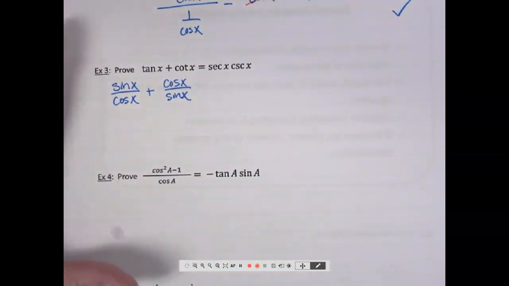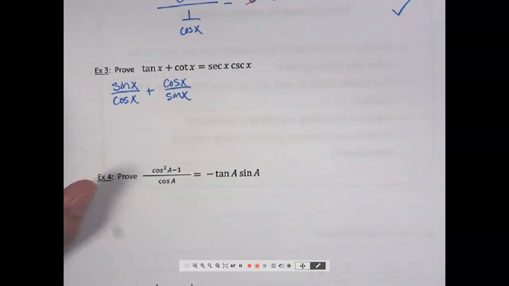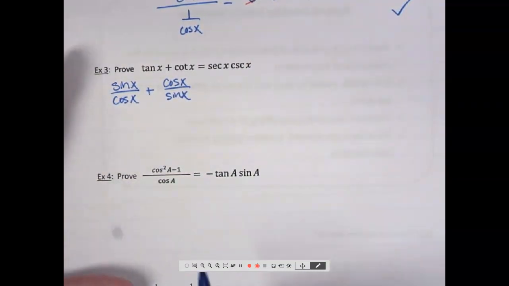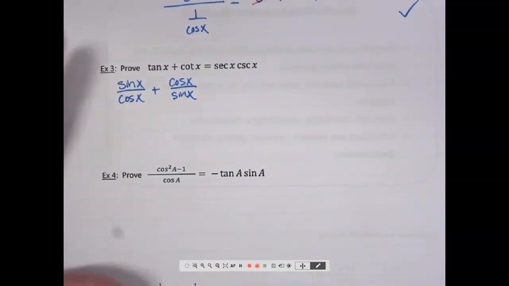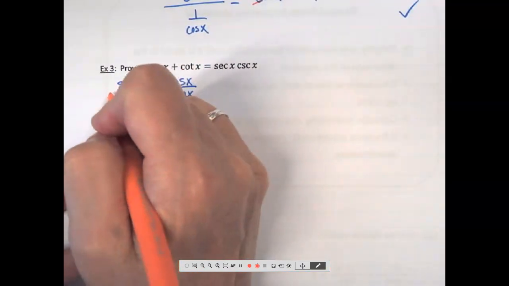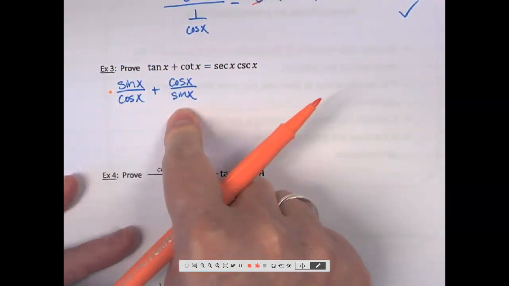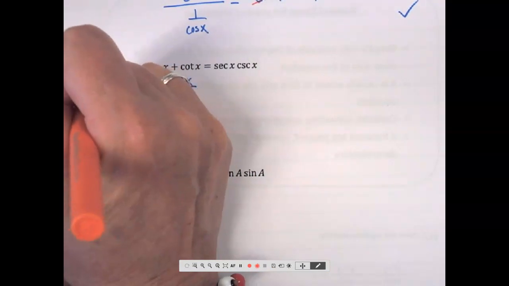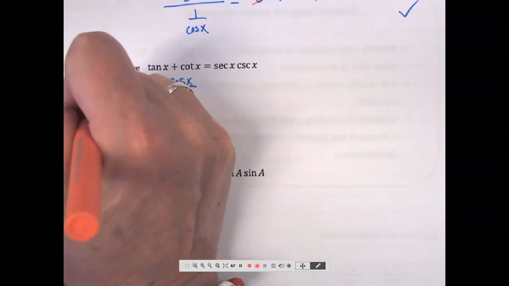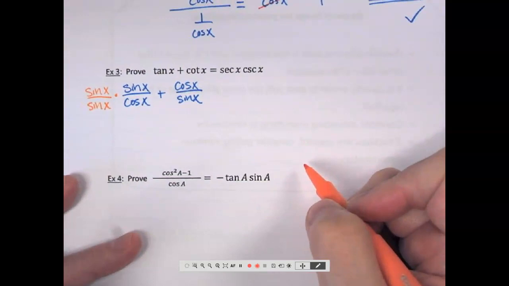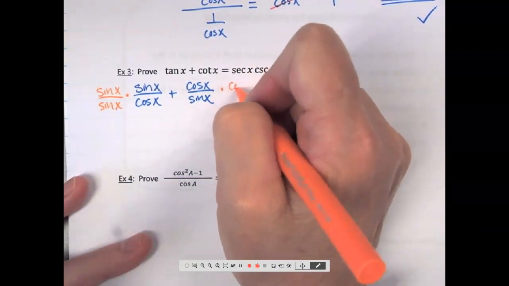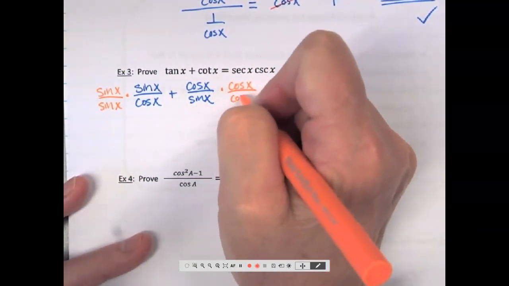Okay, so I'm totally leaving the right side alone, but when I get secant, cosecant, then I know I'm done. Next, what can I do with two fractions that don't have the same denominator? Yeah, get common denominators, right? So each one will have to be multiplied by the other. So my denominator needs to have sine and cosine in it. So sine over sine, multiply on the left. Cosine over cosine, multiply on the right.